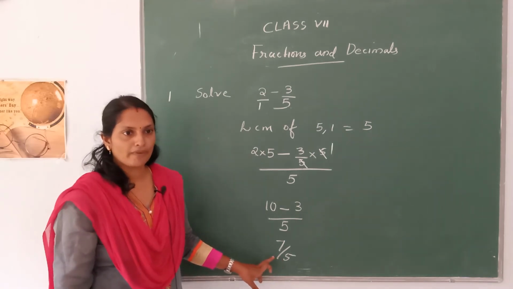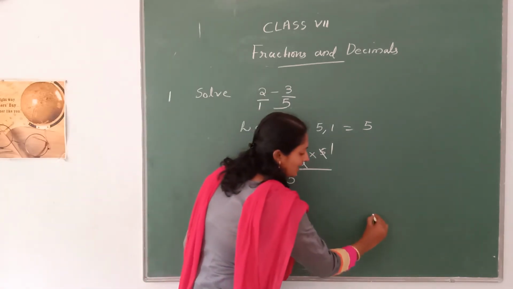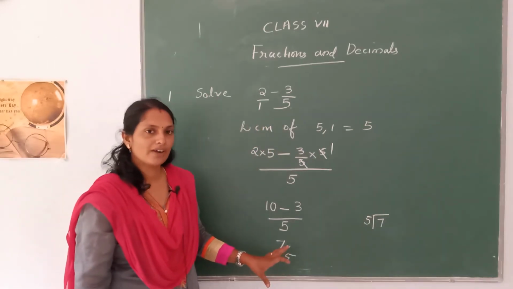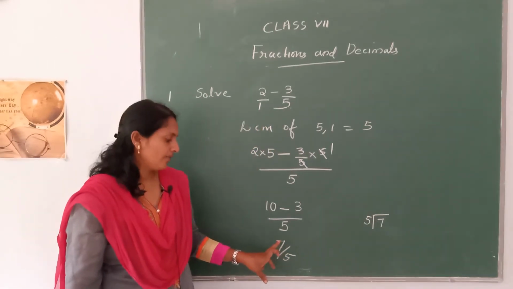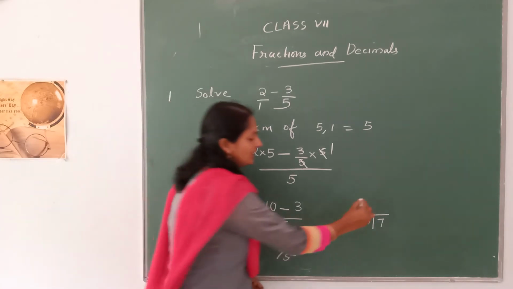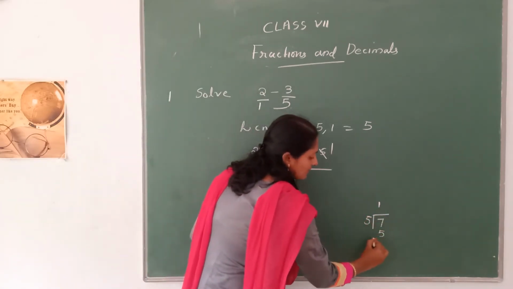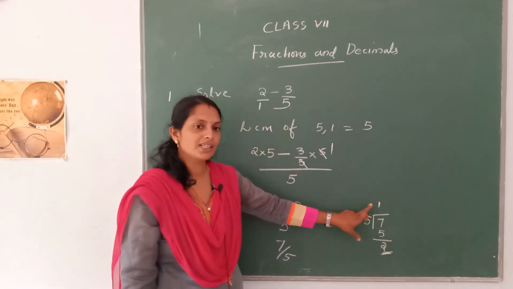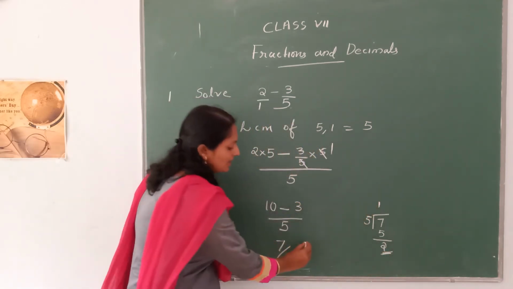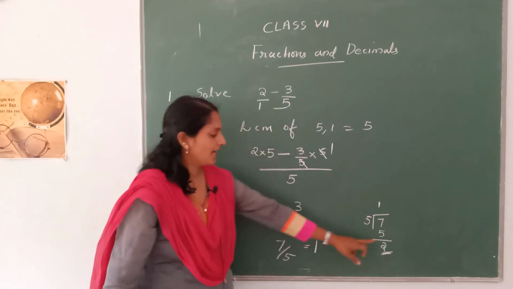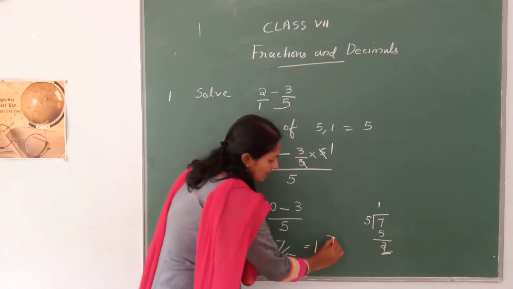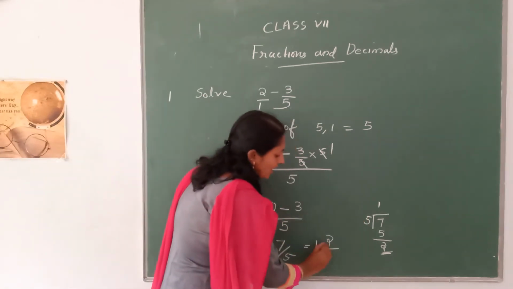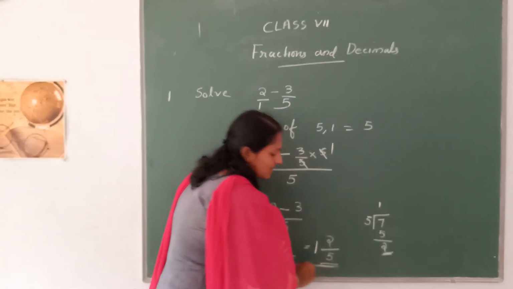It is an improper fraction. Then you convert that fraction into a mixed fraction. How do you convert that? You divide 7 by 5. Then 1 5 is 5 and remainder 2. Then the quotient becomes the whole number, the remainder becomes the numerator and the divisor becomes the denominator. Therefore, 1 2 by 5 is the answer.